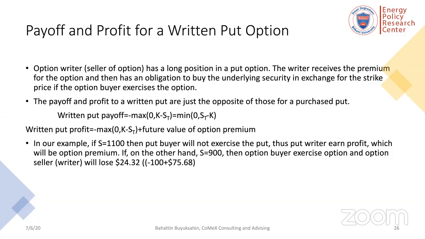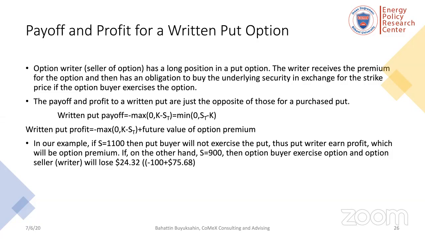Written put profits, on the other hand, you just need to add the future value of option premium because you are the receiver of option premium. In the option buyer case, we were deducting future value of option premium to calculate your profits from the payoff. In our example, if spot price at the expiration is 1100, then the put buyer will not exercise the put. Thus, put writer earn profits at the amount of option premium.